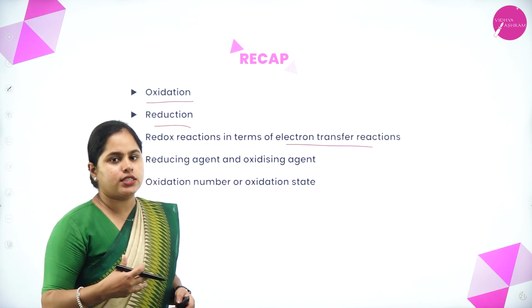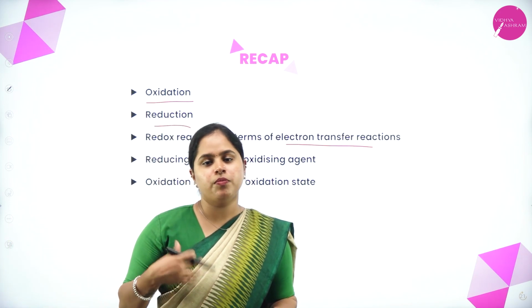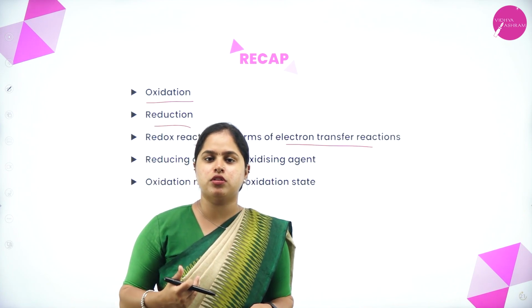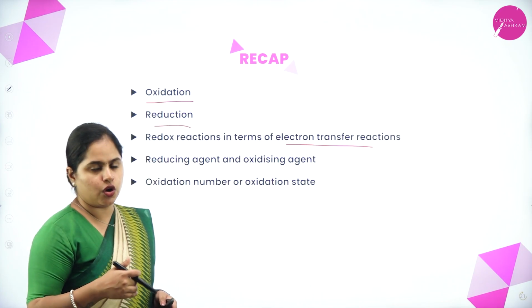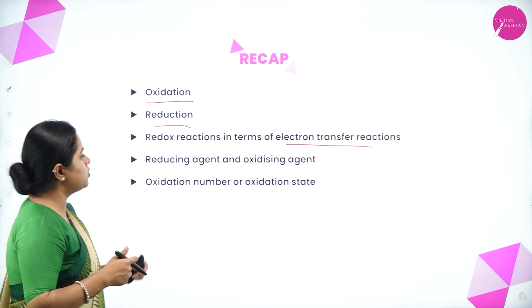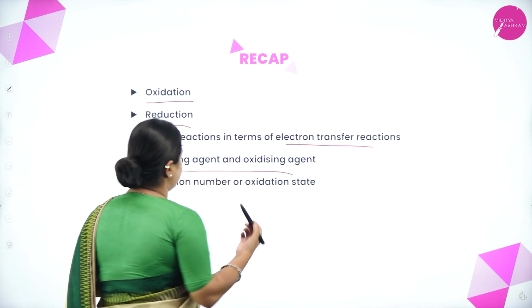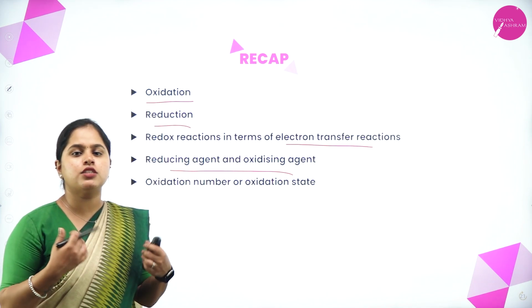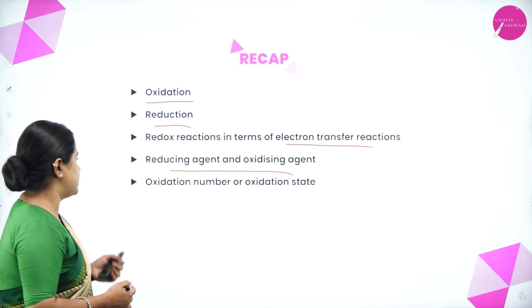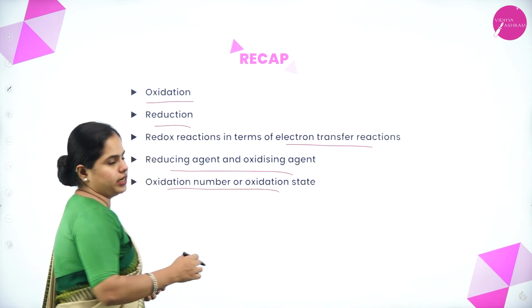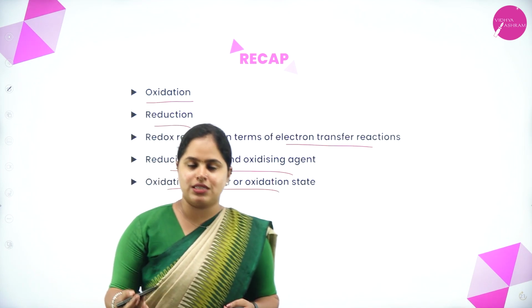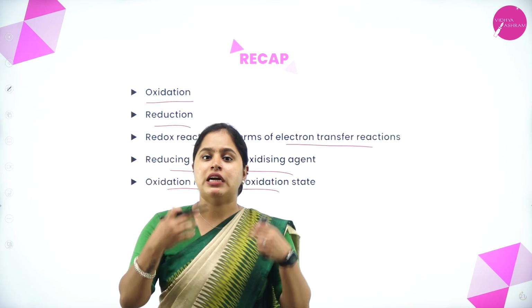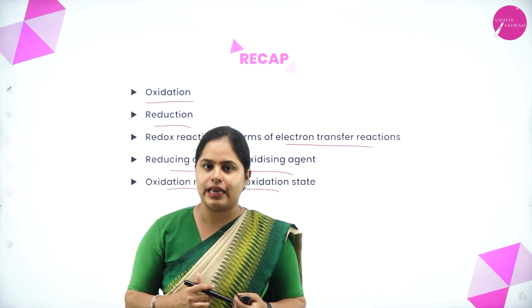That means in the oxidation process there will be loss of electrons, and in the reduction process there will be addition or gain of electrons. And reducing agent and oxidizing agent: what is a reducing agent and what is an oxidizing agent, or we can also call them reductant and oxidant. And the oxidation number or oxidation state: how can you calculate the oxidation number, using the different rules that we studied in detail in the last session.